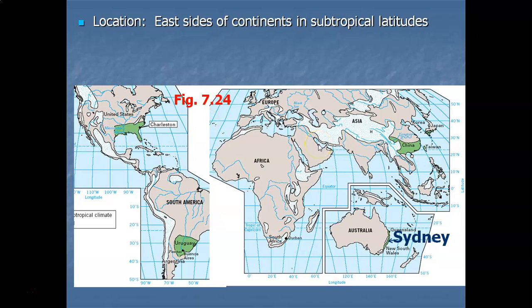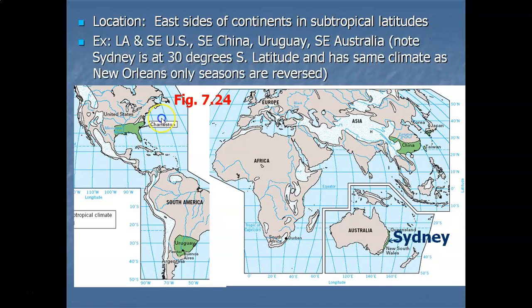Now, in order to find the moist subtropical climate, you've got to be on the east side of a continent in subtropical latitudes. You've got to be on the east side to get a warm ocean current from that subtropical high gyre. Definitely, you're going to find this climate in Louisiana and the southeastern United States, for sure, and there's Charleston there. Right? You've got to go all the way around the world to China to get another warm ocean current. It's called the Warm Japan Current.